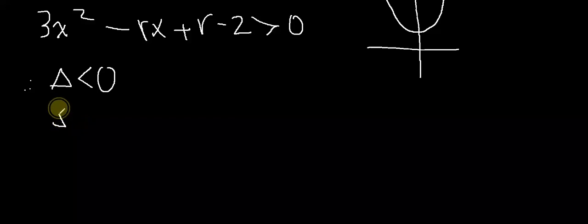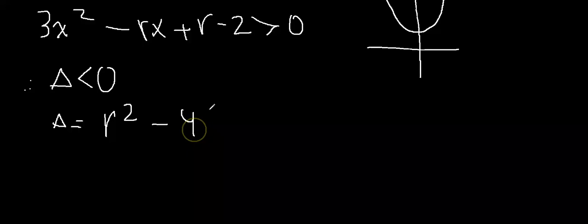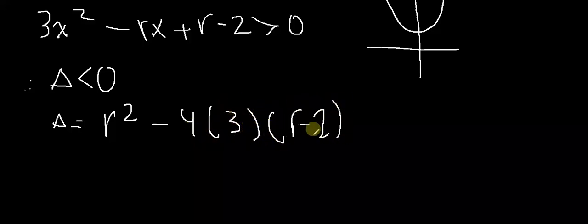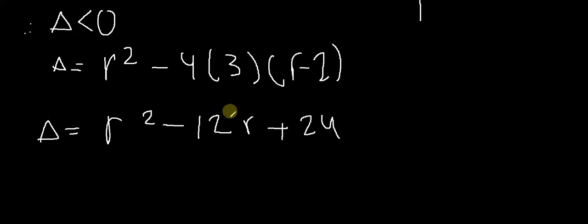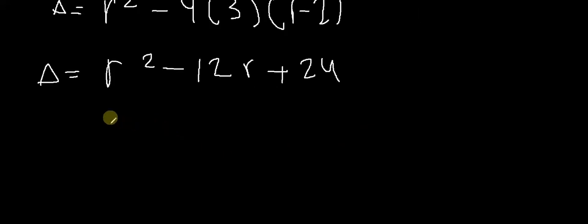So the discriminant in this case would be equal to r squared minus 4 times 3 times (r minus 2), and now we can expand. So now this is the value of the discriminant. It's r squared minus 12r plus 24. And now what we ought to do is solve for r. And this is because now we have a quadratic inequality. So r squared minus 12r plus 24.